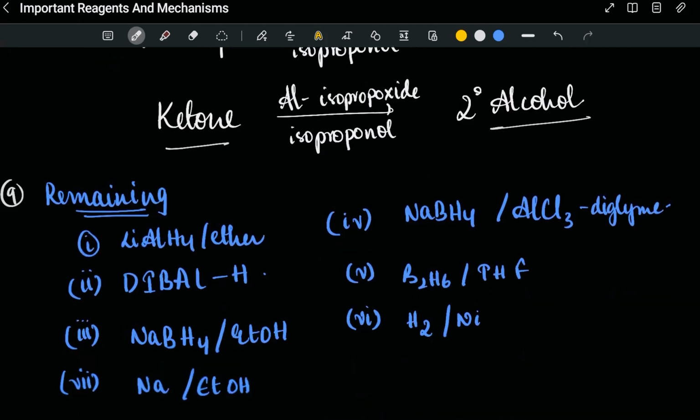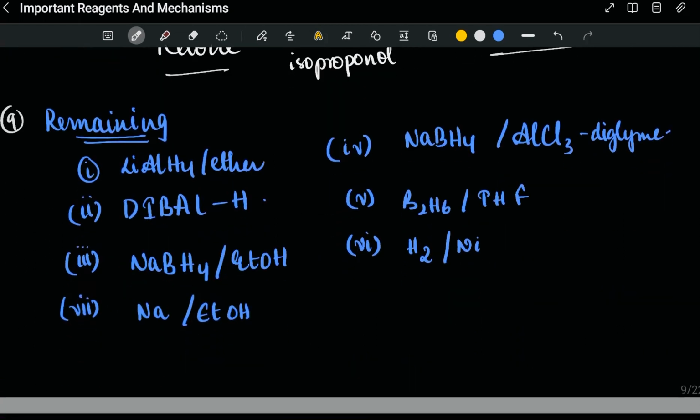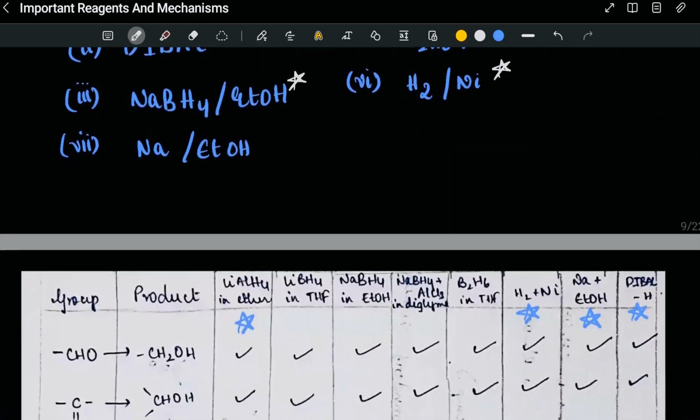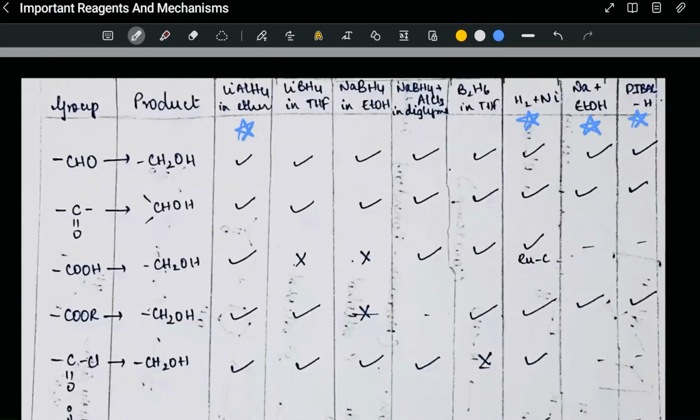Now, there are 9 remaining reducing agents: LiAlH4, DIBAL-H, NaBH4 in EtOH, Na in EtOH, NaBH4 in AlCl3 diglyme, B2H6 THF, and H2 nickel. The important ones here are these 4 reducing agents, and we have to remember their functions, whatever they are going to do. These are the rest of the reducing agents. We will see reducing agents throughout organic chemistry.